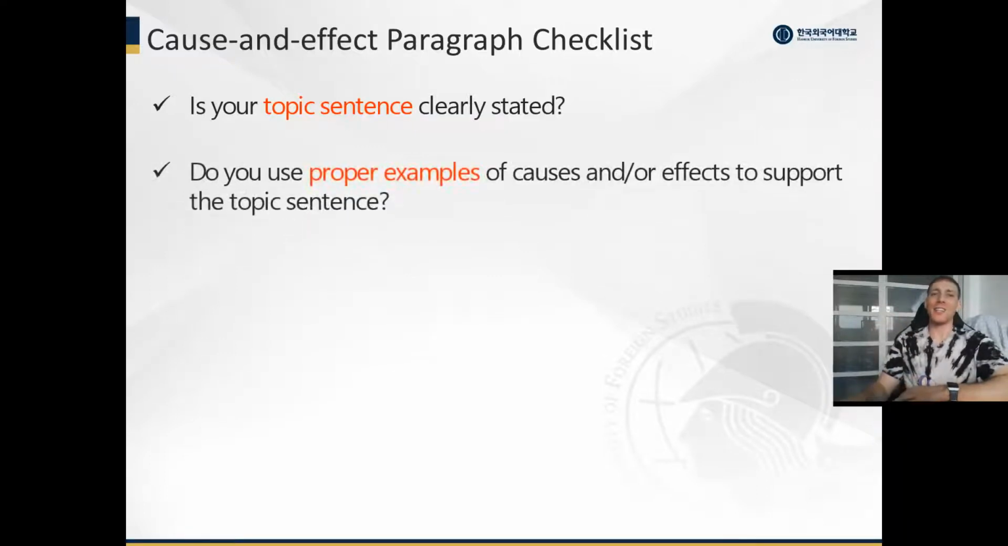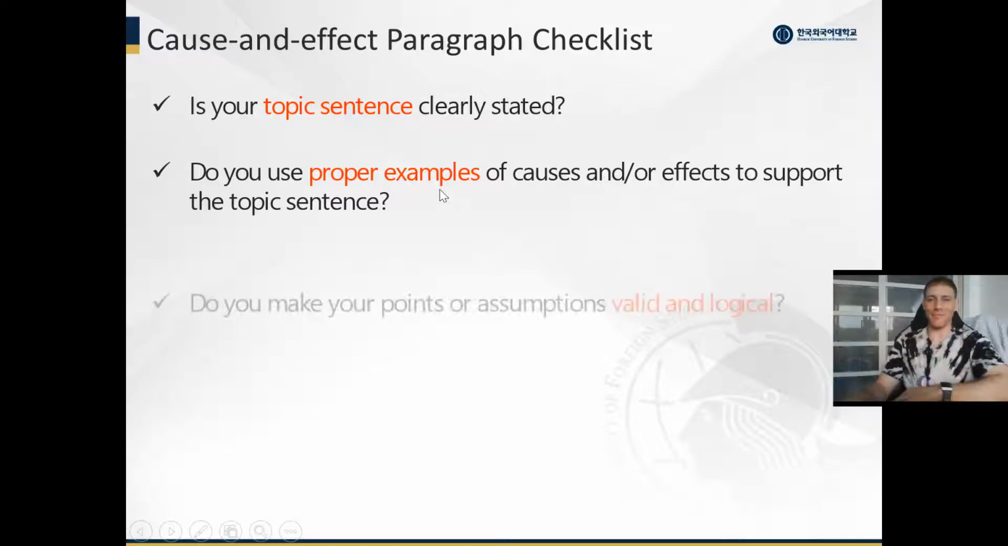Next, do you use proper examples of causes and/or effects to support the topic sentence? So we have to give proper examples. It cannot just be a list. You can't just list all of the problems. You have to say what it is.